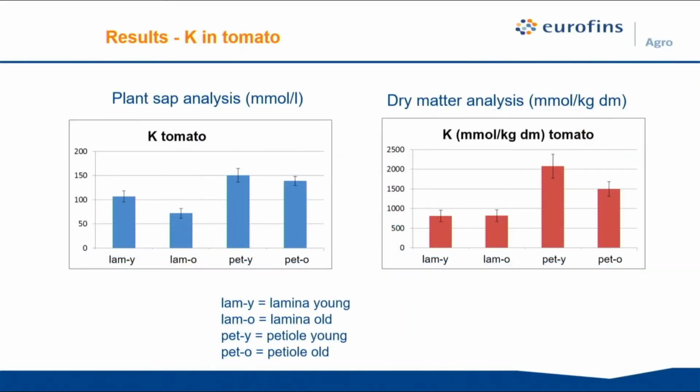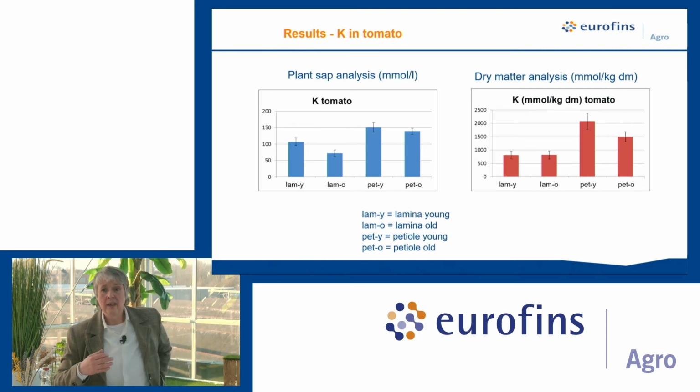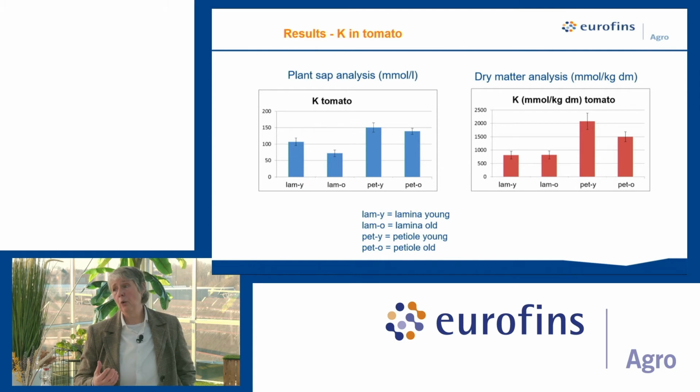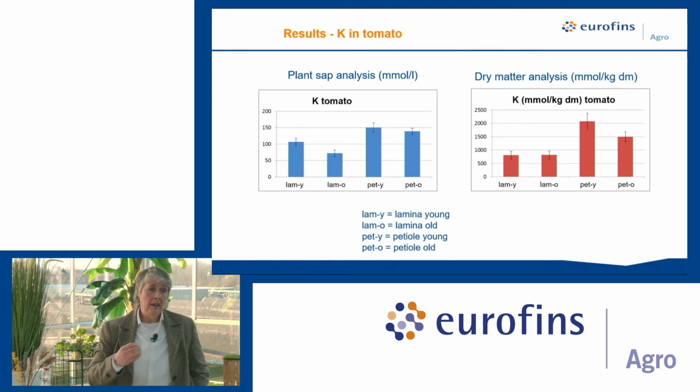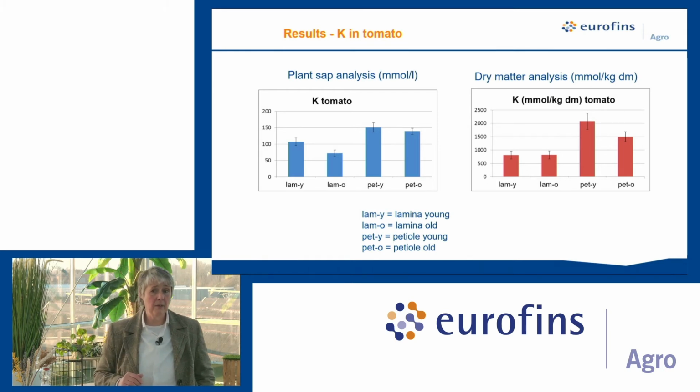If we then look at some results for potassium in tomato, what you see here on the left is the plant sap, on the right is the dry matter. If you then look within the graph, the 2 bars on the left are the laminae, so that's the part where the photosynthesis takes place, and the 2 on the right are the petioles, so these are these transport bridges that move the nutrients from the stem to the leaf. And you see already that for the tomato, we find more potassium in these petioles than we find in the laminae. The Y and the O, they stand for young and old. And there's a little bit of a difference in there. It's not significant.